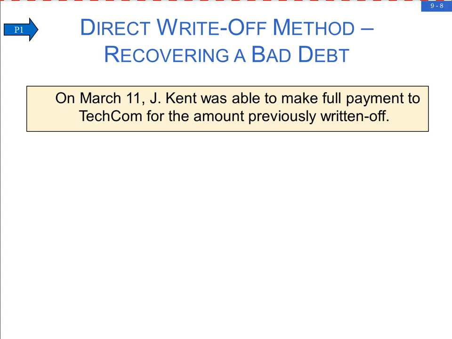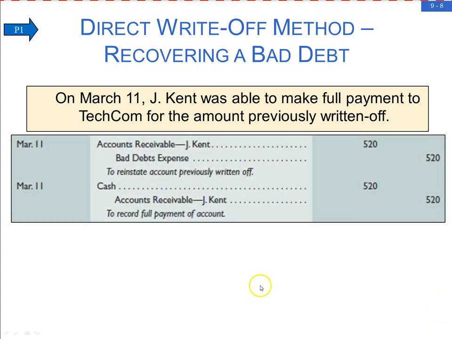Well, the first thing we need to do is reverse what we just did, right? We need to now debit his account receivable for $520 and, of course, credit the bad debt expense because we're reversing what we just did before. This is identical to the last journal entry we saw on the last page, right? Debiting accounts receivable to show that actually Mr. Kent does still owe us the $520 and we are going to collect that, and therefore we don't need a bad debt expense of $520. That was a mistake that we did.